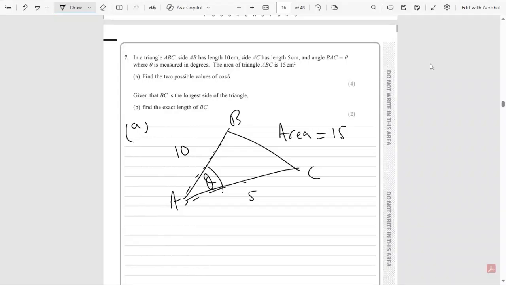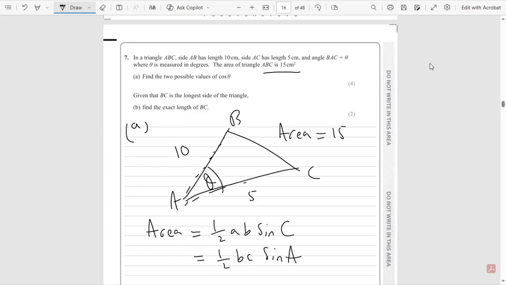Because we're given the area is 15, it makes logical sense to use one of the formulas for the area of a triangle. Hopefully you know the formula half ab sin C, as I said earlier in the video. Let's use that formula and see where it leads us. So the area will be equal to half ab sin C. In this case, we've labeled the capital A as angle theta on my diagram, so this is the same as half bc sin A.